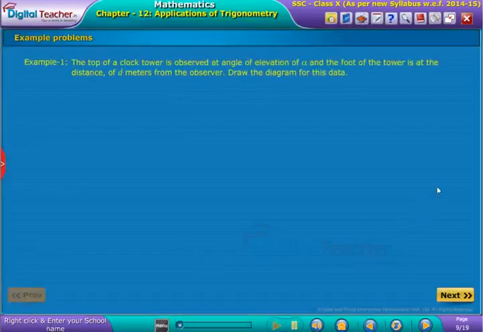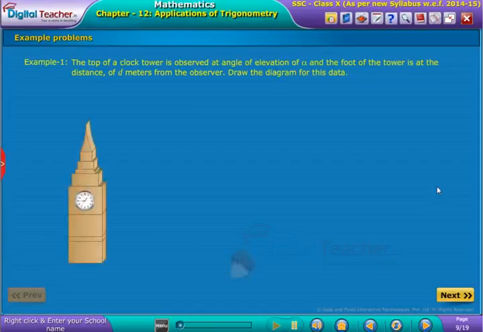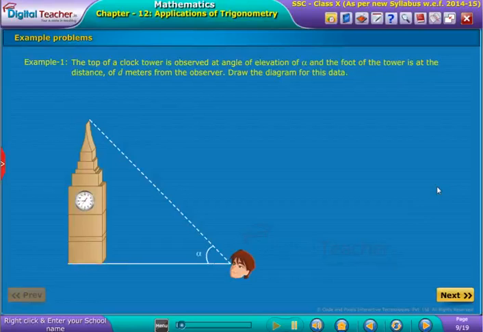Example: The top of a clock tower is observed at an angle of elevation of alpha, and the foot of the tower is at a distance of d meters from the observer. Draw the diagram for this data.